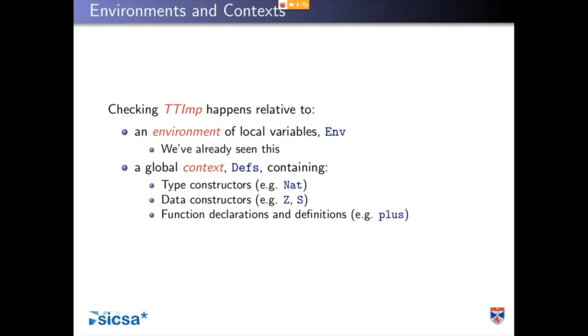And I can't remember what terminology Ulf used. It might have been guesses. But guesses are things where we have a definition, but it's only going to be a valid definition if certain unification constraints are satisfied. So they also exist in the global context. But essentially, think of it as being type constructors, data constructors, function declarations. Later on, it's also going to contain solutions for meta variables and constraints on meta variables.